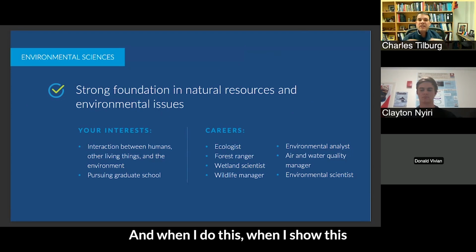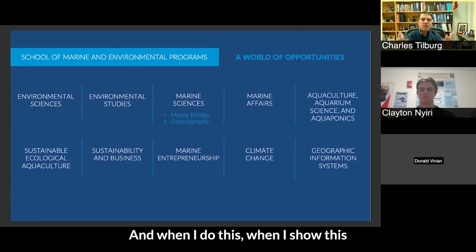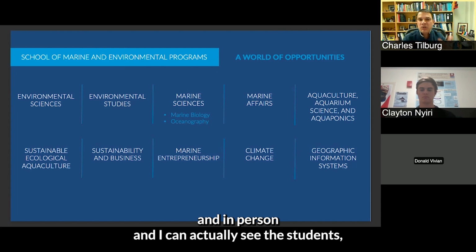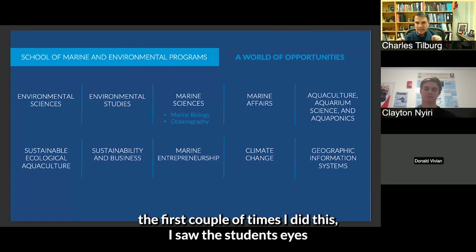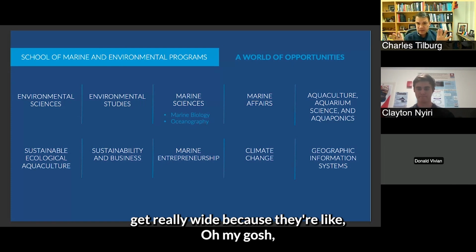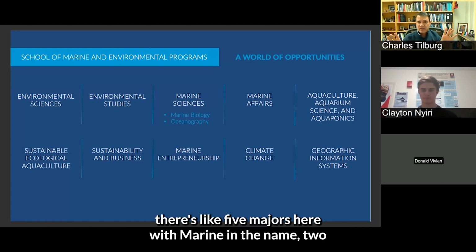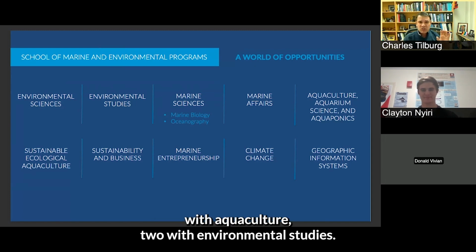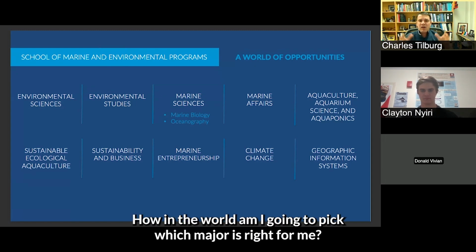And when I show this in person, and I can actually see the students, the first couple times I did this, I saw the students' eyes get really wide because they were like, oh my gosh, there's like 5 majors here with marine in the name, 2 with aquaculture, 2 with environmental studies. How in the world am I going to pick which major is right for me?